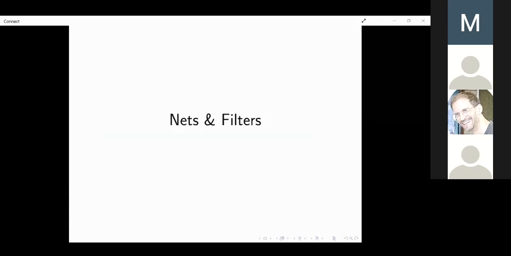Right. So let's talk about nets and filters. I'm going to look at the definition of a net, and I'm doing this because it turns out that there are non-equivalent definitions for nets and subnets in the literature, and I want to be very clear exactly what I mean by a net and a subnet.